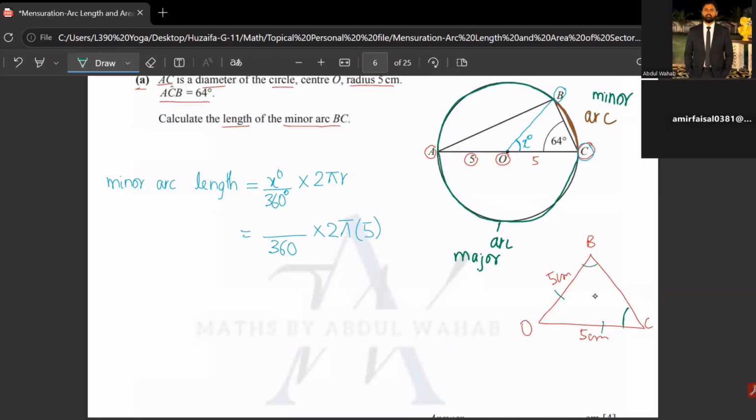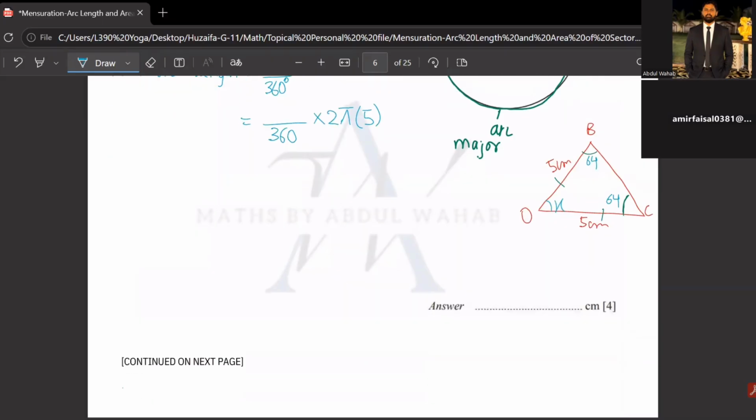So if this angle is 64 degree, then this angle is also 64 degree, and this angle we don't know, x, so we need to find this angle. How? By using the angle sum property, x plus 64 plus 64 is equal to 180. So what is the value of x now? Can you tell me the value of x? It must be written in your copy. We have done this before.